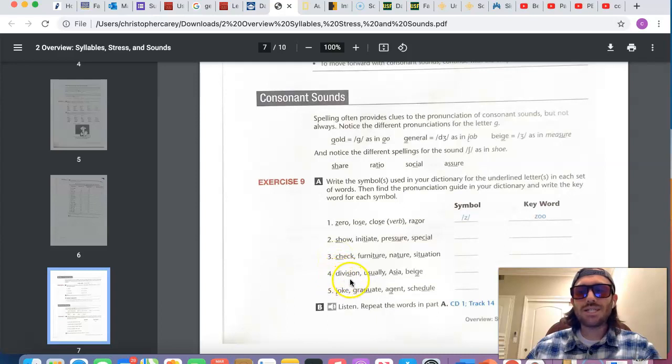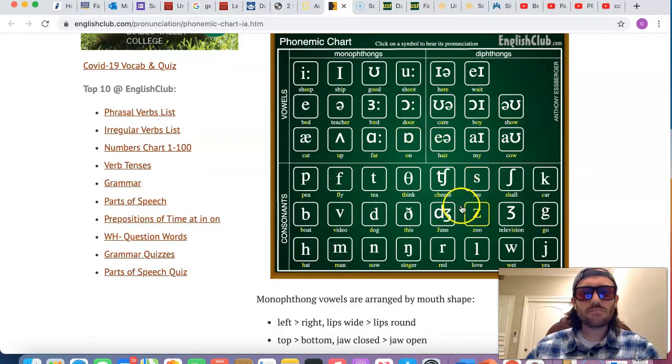Number 4, division, usually, Asia, beige. That's what we saw here at the very beginning. The zh consonant sound. Not a fricative.